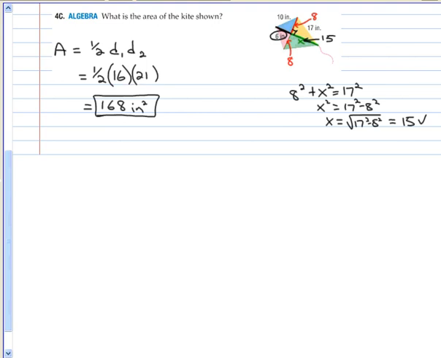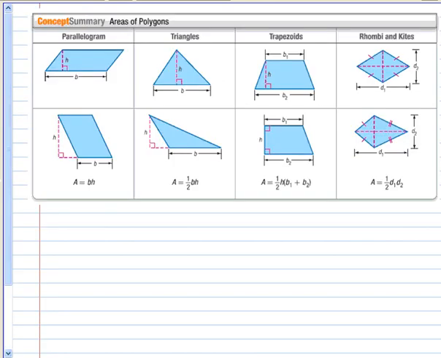So you probably figured out you're going to have to play around with triangles. Right triangles, trig ratios, right, Jake? Because we've learned how to do that. And other things. Here's a summary of the areas that we have learned. Parallelograms, base times height. Triangles, 1/2 base times height. Trapezoids, 1/2 height times base 1 plus base 2. And rhombi, 1/2 diagonal 1 times diagonal 2.